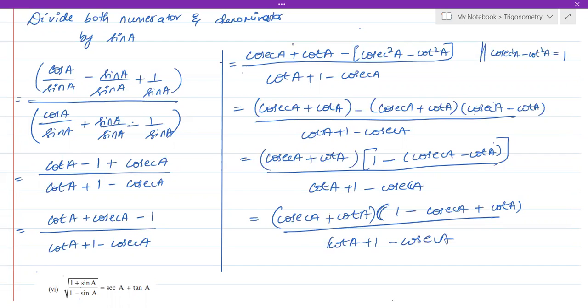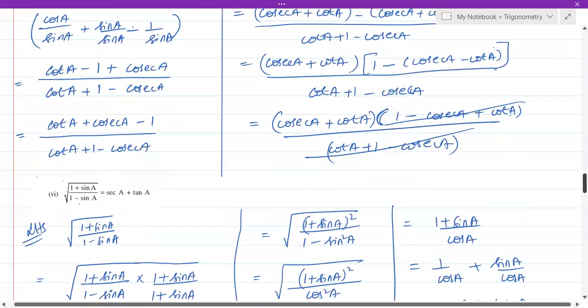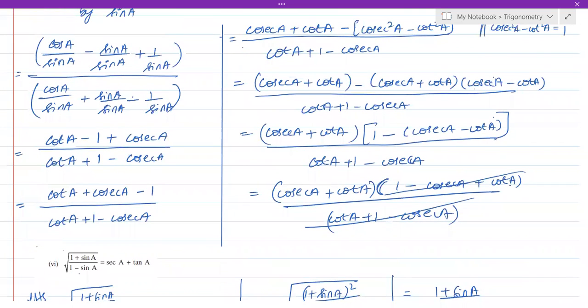Now if you observe here, cot A plus 1 minus cosecant A, this thing and this thing get cancelled, because you got same things, isn't it? Here you got cot A plus 1 minus cosecant A, here also you got cot A plus 1 minus cosecant A. Both are same, isn't it? Therefore they get cancelled. That is why we don't do anything to the denominator, we keep it as it is. And therefore you're left with cosecant A plus cot A, which is our RHS.